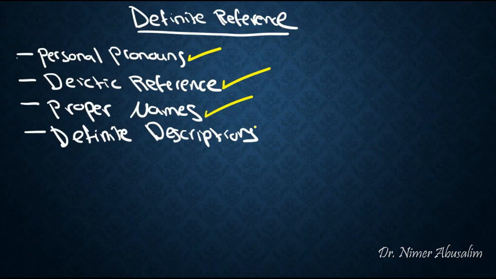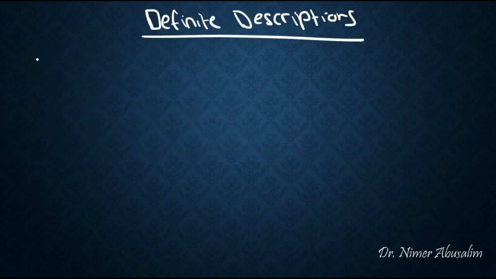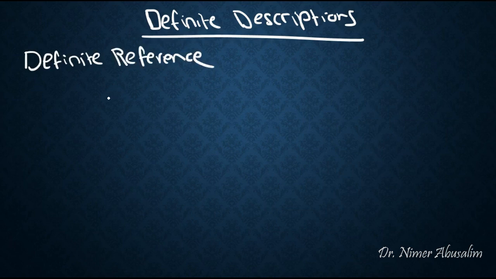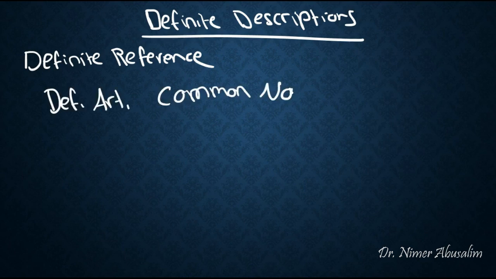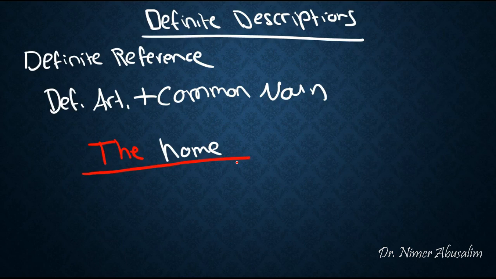Now that we're done with proper names, our next step would be to discuss definite descriptions. Now recall that definite descriptions were a subtype of definite reference. We also suggested that definite descriptions were a combination of a definite article and a common noun. For instance, a common noun is home. Adding the definite article the achieves a definite description, the home.